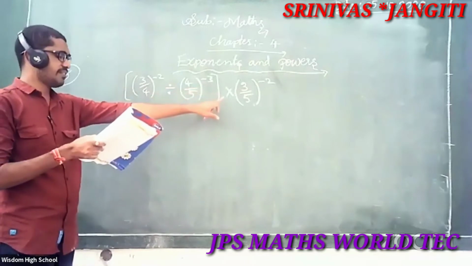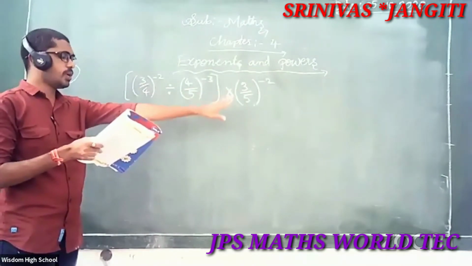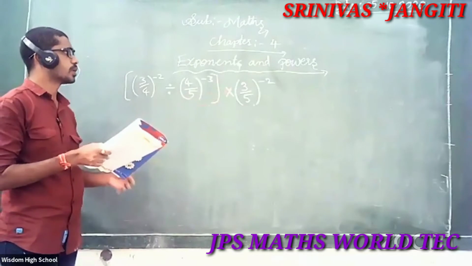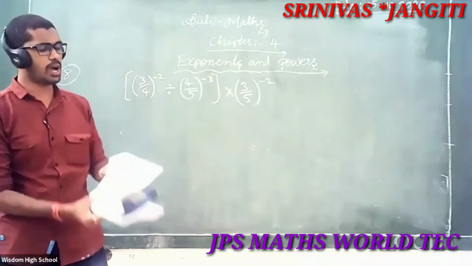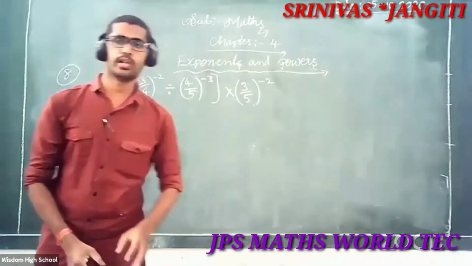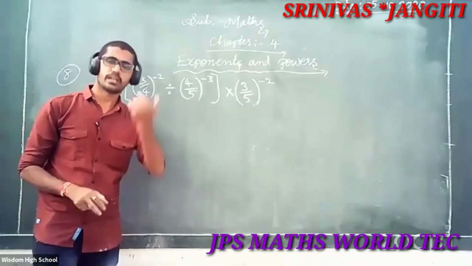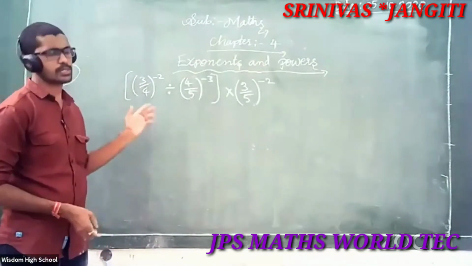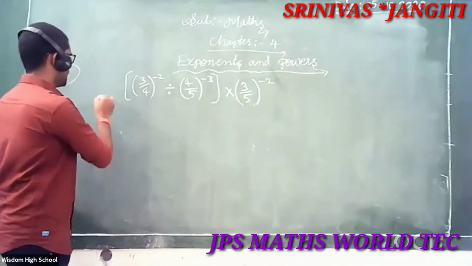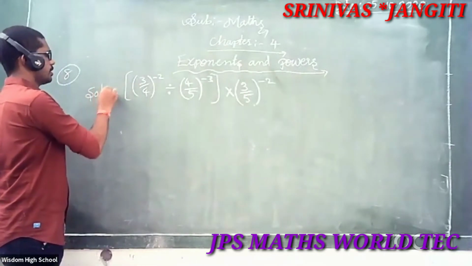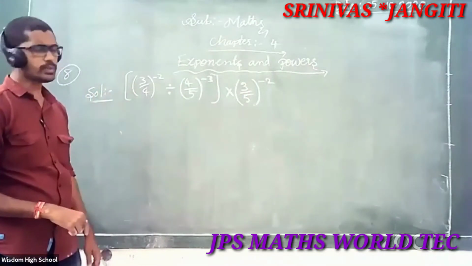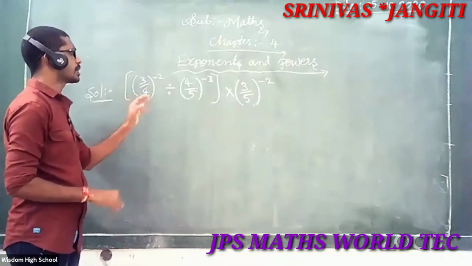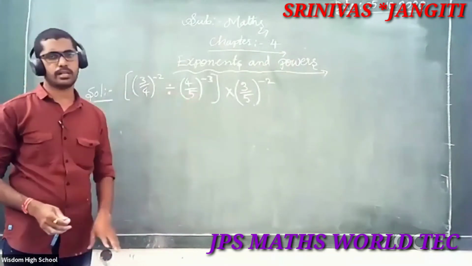And after that, what is given here? Into 3 by 5 all to the power of minus 2. Observe the exponents, all in negative. So you will know how to get the positives. One is 2, yes, there are 2 ways here. All right, let's start the solution. Everybody observe. It is looking big, but so simple.